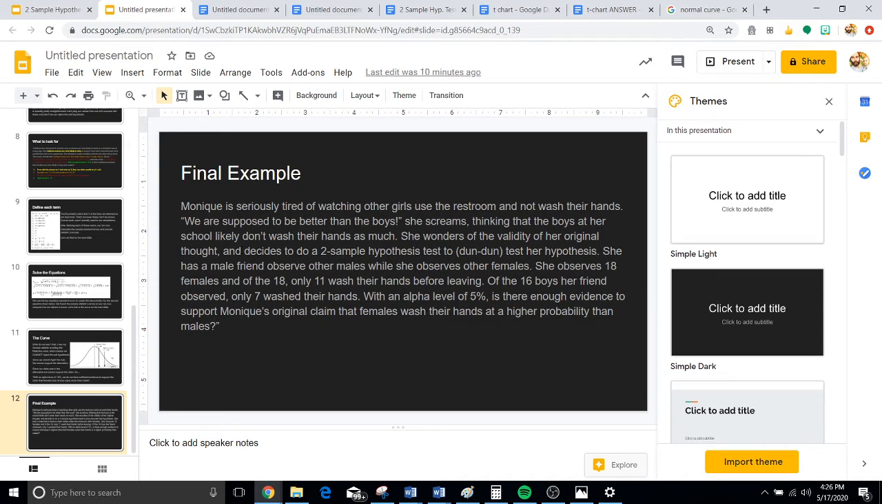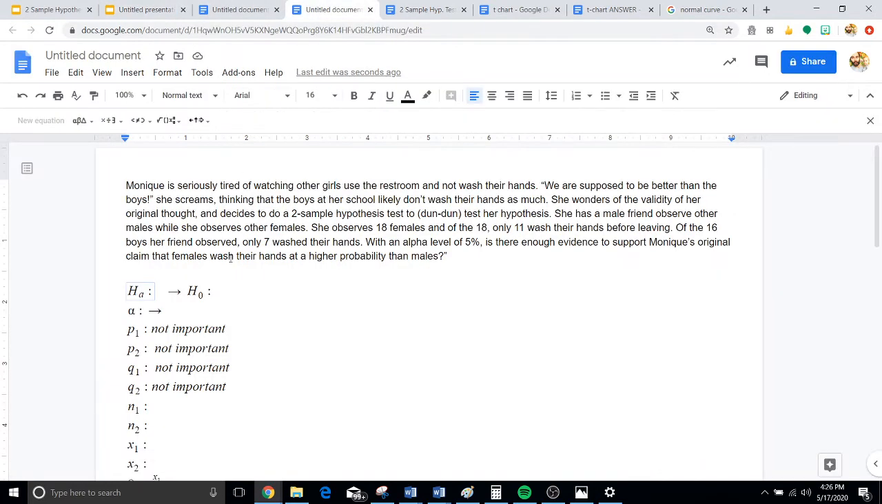With an alpha level of 5%, is there enough evidence to support Monique's original claim that females wash their hands at a higher probability than males? Well, like usual, I've copied that over here onto this doc, and we're going to use it to help us identify the hypotheses, our variables, and then to eventually solve. So let's start with the hypotheses.